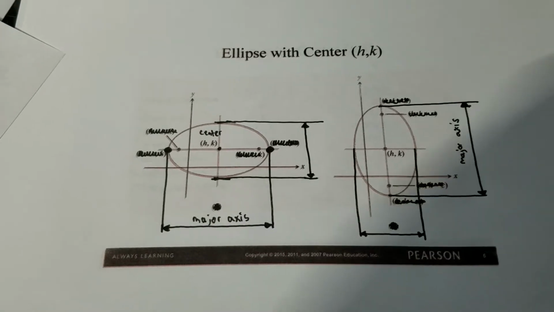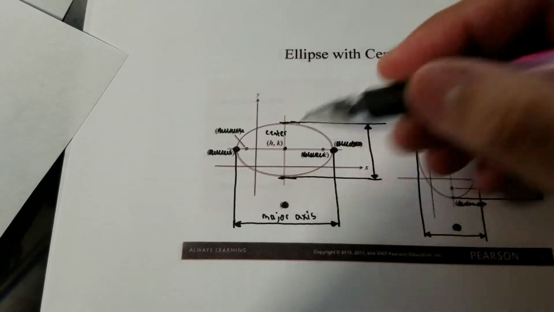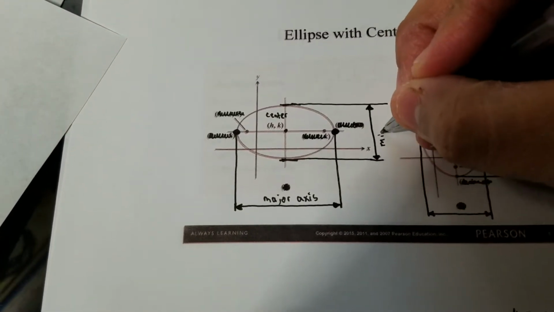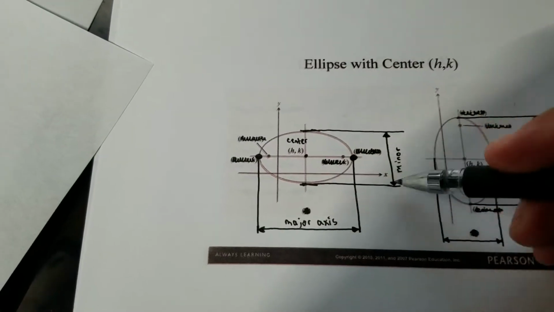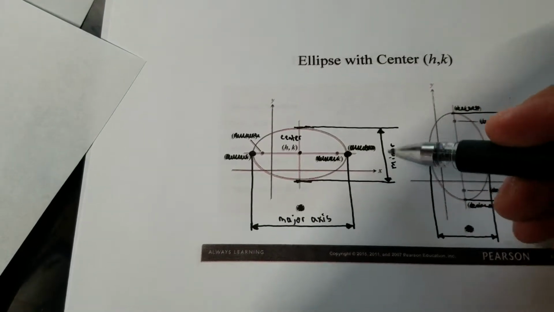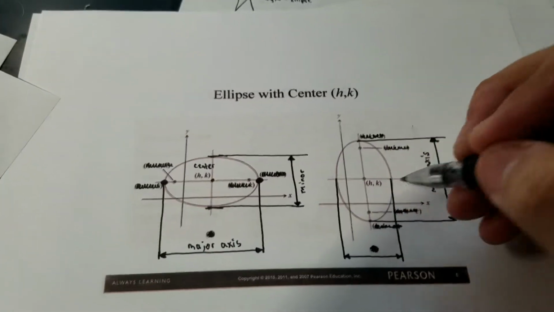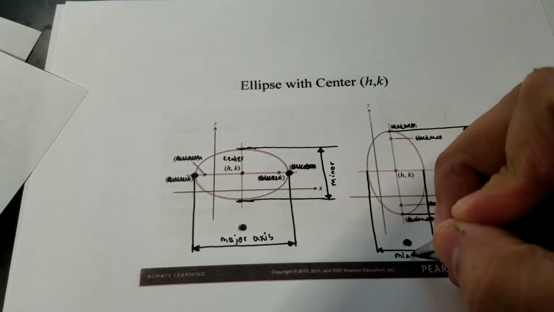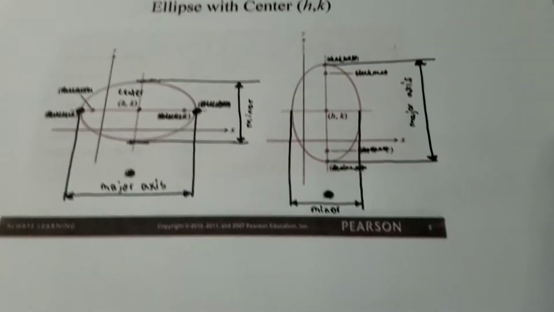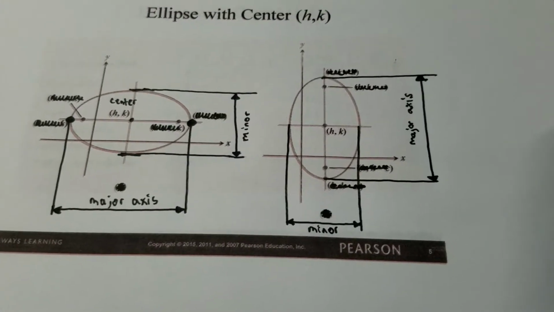Okay, and we're going to call the smaller axis here the minor axis. So here, the smaller edge is in the y direction, so the y is the minor, and over here it's smaller in the x, so the minor is in the x direction.